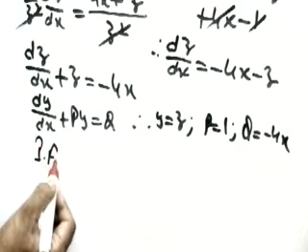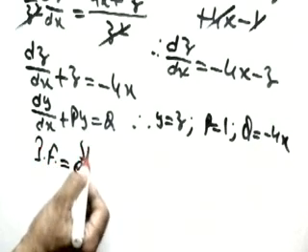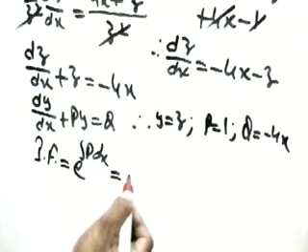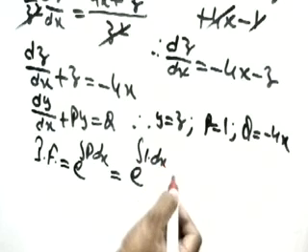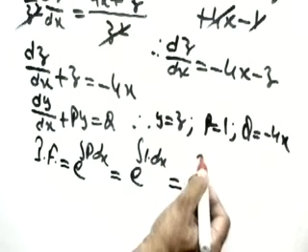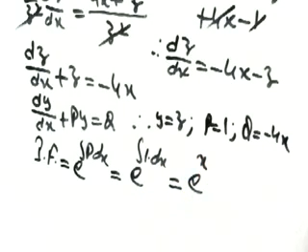Now what is the first step? We have to find the integrating factor. The formula of the integrating factor is e to the power of integration p dx. P value is 1, so e to the power of integration of 1 dx will be e power x. So we got the integrating factor. Now let me continue the solution from the starting of the page.